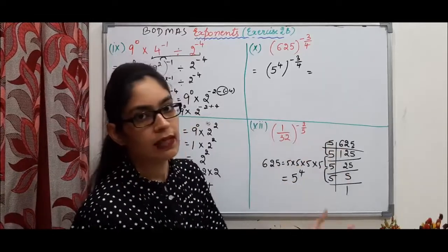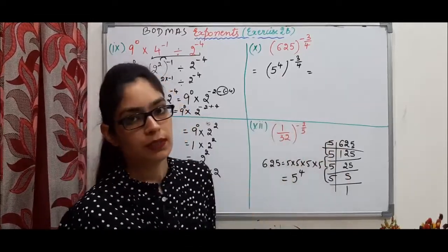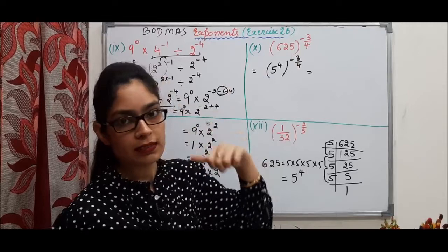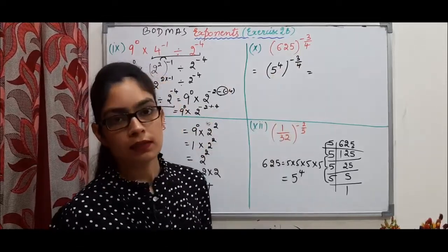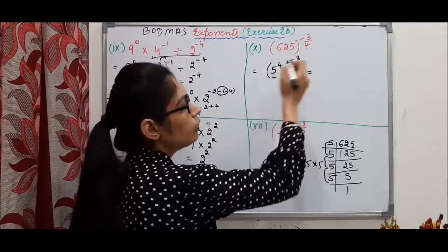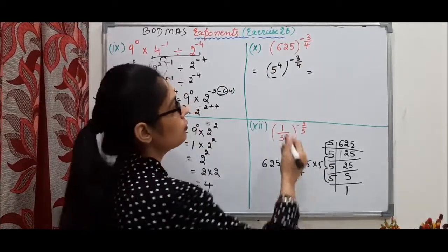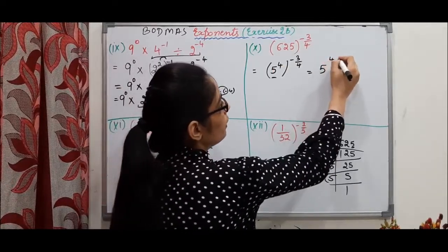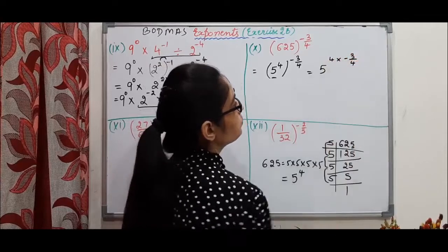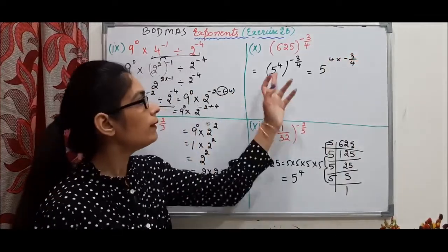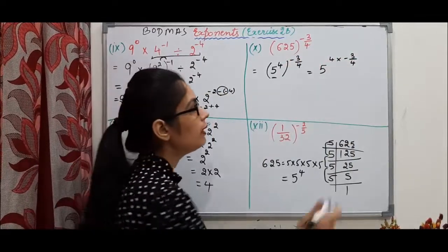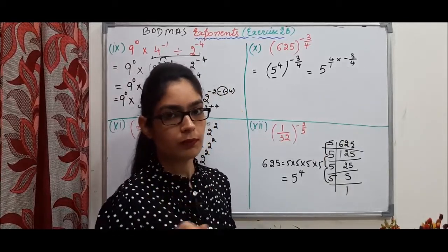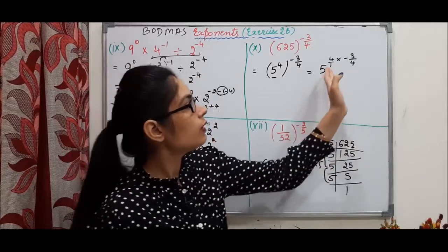See, I have made the factors. I have seen 625 can be written into its exponential form, and the exponential form of 625 is 5 to the power 4. So in place of 625 I just substituted its exponential form. Now single term with 2 powers, so we have to multiply the powers. We have to apply the power rule. So 4 into minus 3 by 4. Because one power is 4 and the other power is minus 3 by 4. So we can multiply. This 4 also we can write as 4 by 1.